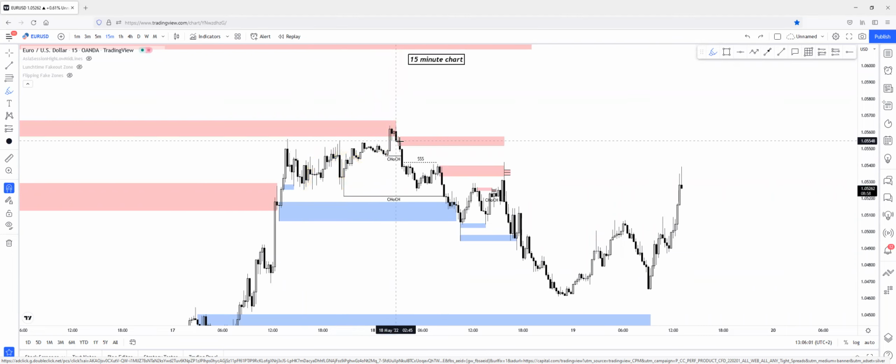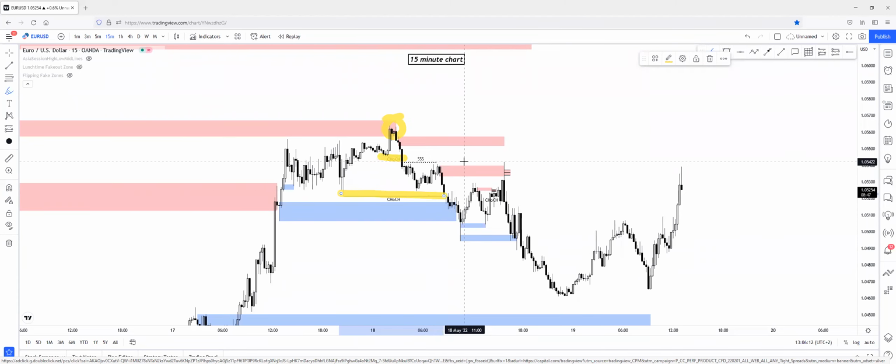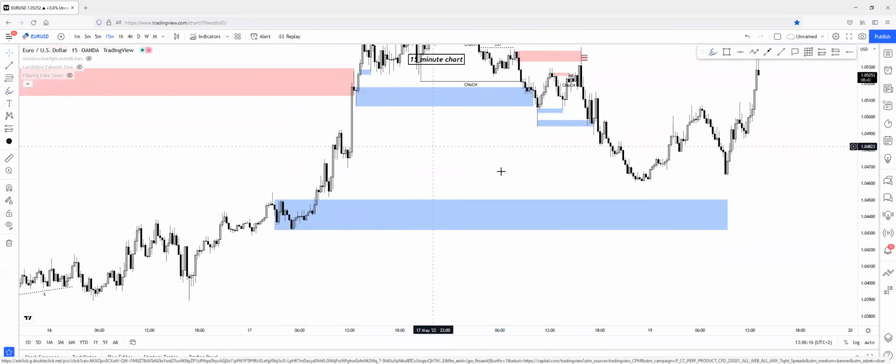So once again, after tapping into the supply zone, price has changed character here in the first place and created a strong change of character here to the downside, meaning a strong change of character on the 15-minute chart has happened and shorts have been considered as counter-trend trade movements after this huge inefficient movement to the upside.